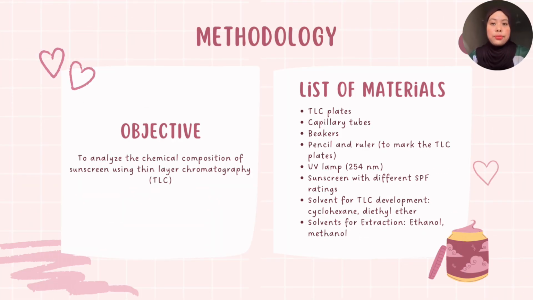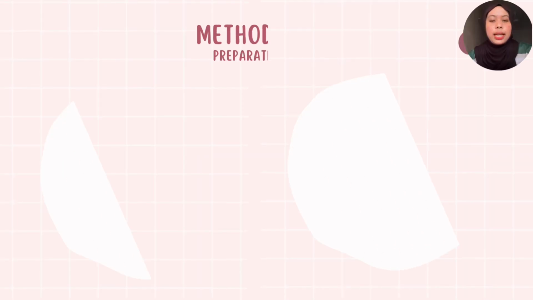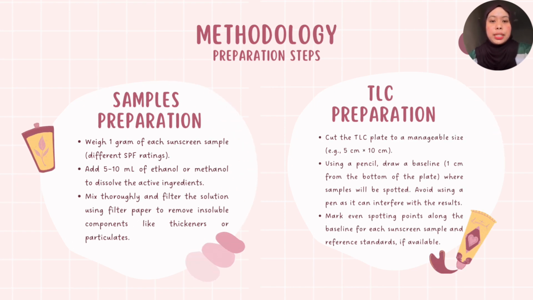First is the objective. The objective is to analyze the chemical composition of sunscreen using thin layer chromatography, which is TLC. Next is the list of materials. First is TLC plates, capillary tubes, beakers, pencil and ruler to mark the TLC plates, UV lamp with 254 nm, sunscreen with different SPF ratings, solvent for TLC development, which is cyclohexane, diethyl ether, and solvent for extraction, which is ethanol and methanol. Next, we proceed with the methodology preparation steps.